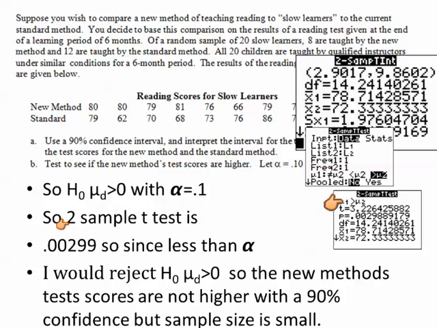And when I do that, I'm looking for mu1 greater than mu2, since my probability here is less than alpha, right? A lot less than alpha. I would reject H0. Okay? So the new method's test scores are higher with a 90% confidence, but the sample size is awful small in this situation. You can see I put the caveat in here.